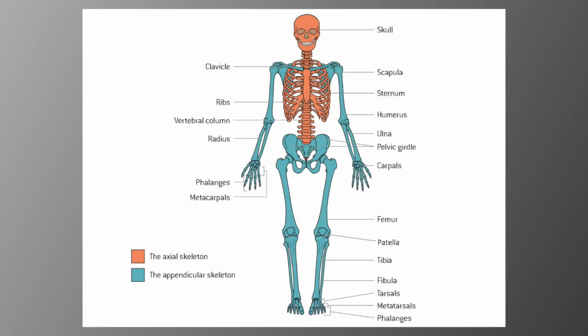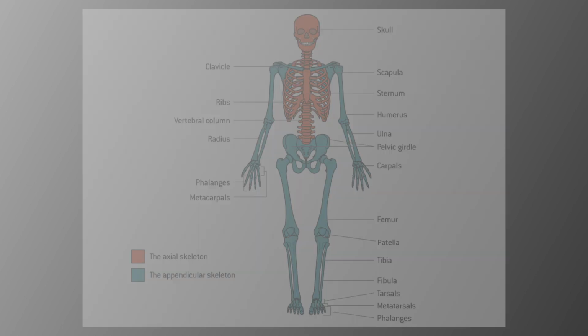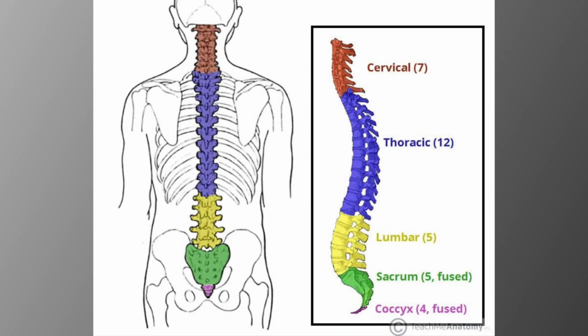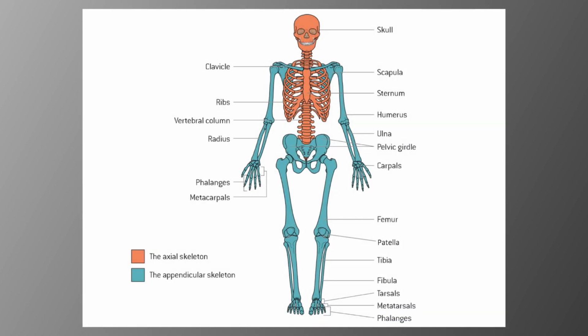Let's start with the basics of 1.1.1, whereby we must distinguish between the axial and appendicular skeleton. The axial skeleton comprises the central parts of the body, including the skull, vertebral column, sternum, and ribs. The vertebral column itself is divided into cervical, thoracic, lumbar, sacral, and coccyx vertebrae. On the other hand, the appendicular skeleton includes the upper and lower extremities, featuring the pectoral girdles, humerus, ulna, radius, carpal bones, metacarpals, phalanges, pelvic girdle, femur, tibia, fibula, patella, tarsals, metatarsals, and phalanges.